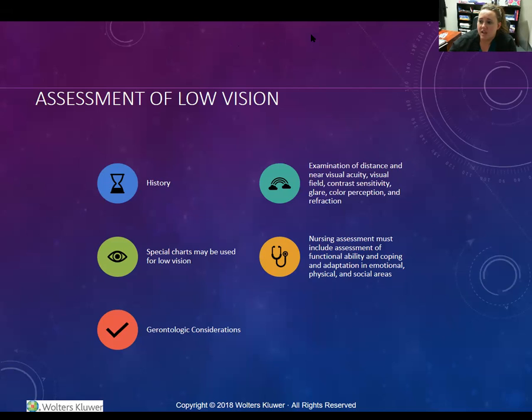What aids do they use? Do they use magnifying glasses? Do they use talking watches, talking alarm clocks, different things like that, because maybe they can't see the numbers, and so they use those devices to help.